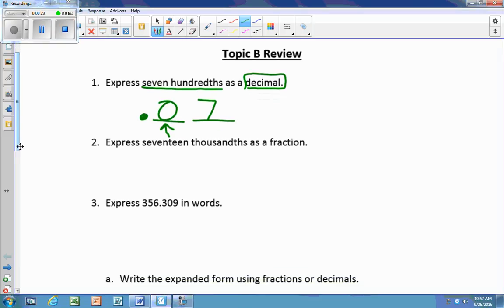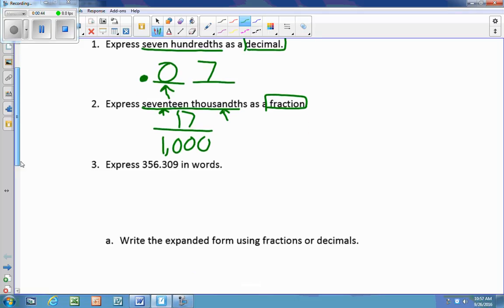Next, it says to express 17 thousandths, but this time as a fraction. It's important I pay attention. Since I'm talking about thousandths, I know thousandths goes on the bottom and that there's 17 of them, which goes on the top. So I have 17 thousandths.